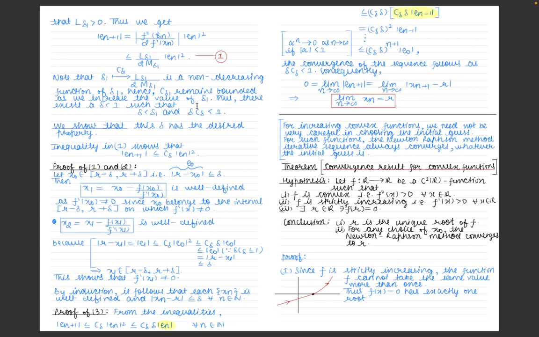Now let us show that x2, which is given by x1 minus f of x1 by f prime x1, is well defined.